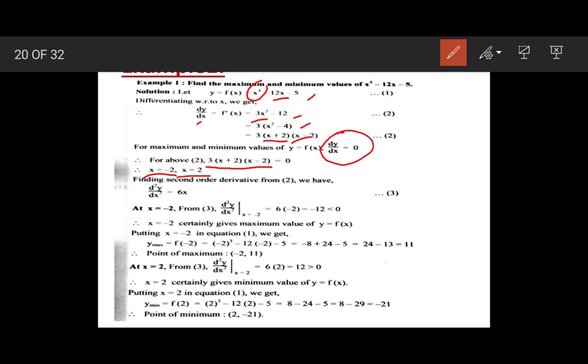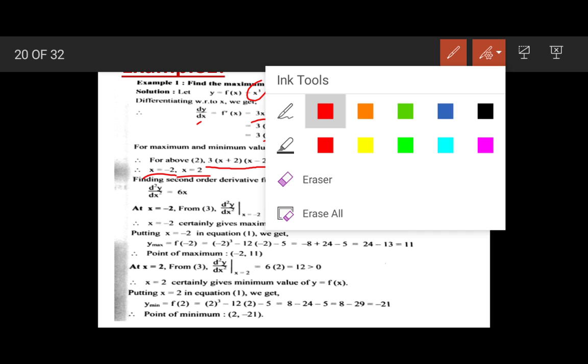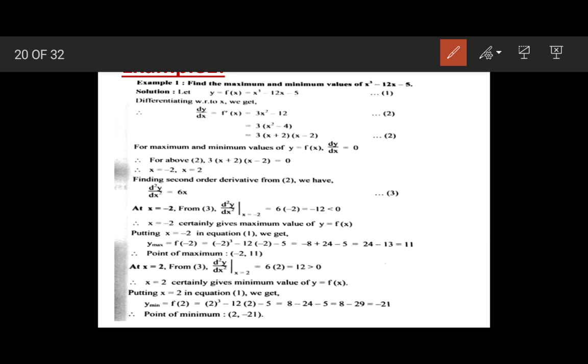Now see this step. Now see, dy upon dx is 3x square minus 12. From this we differentiate dy upon dx again with respect to x and we get the second derivative, second order derivative, meaning d2y upon dx square, as 3 as it is, derivative of x square will be 2x, minus derivative of 12, which is 0. So that is equal to 6x. So the second order derivative is 6x.